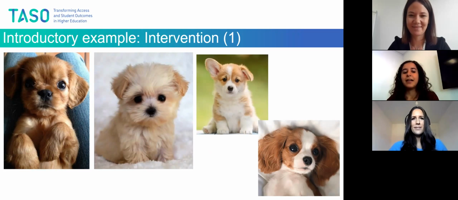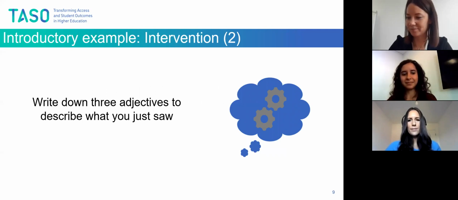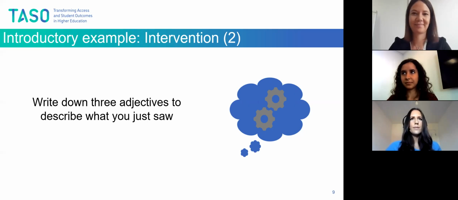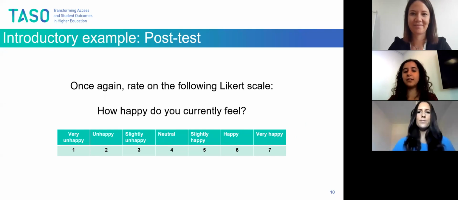Okay. And now I will ask you to reflect and write down 3 adjectives that best describe what you just saw. Okay, and now, once again, I want you to rate your current level of happiness on the Likert scale.